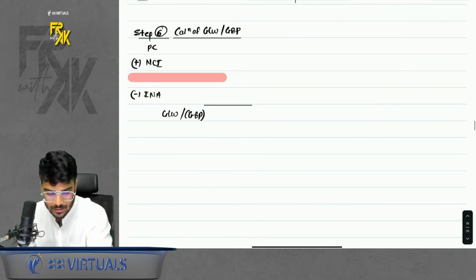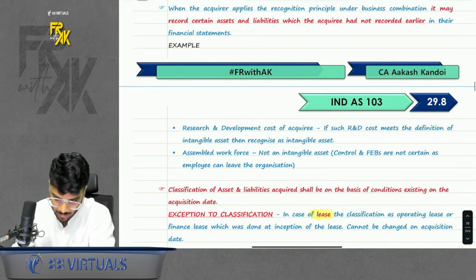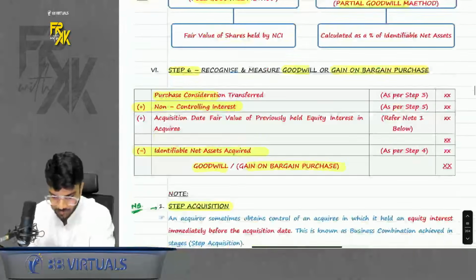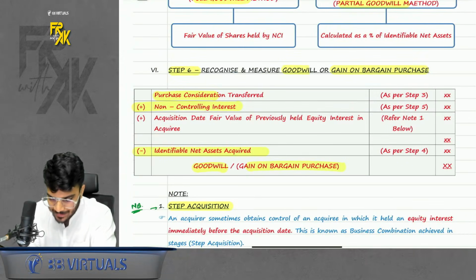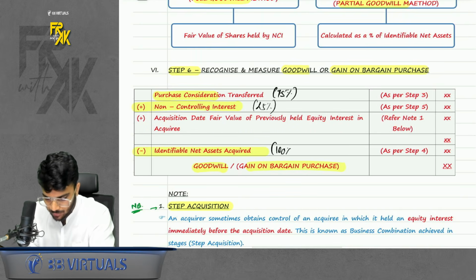Last but not the least, step number 6, that is goodwill slash GBP. How will you calculate that? Here it is. First you will take PC. Let's say you paid PC for 75%. Then you will take NCI for 25%. Then one more item will come, we will discuss it now. Less INA 100%. You will get goodwill slash GBP.